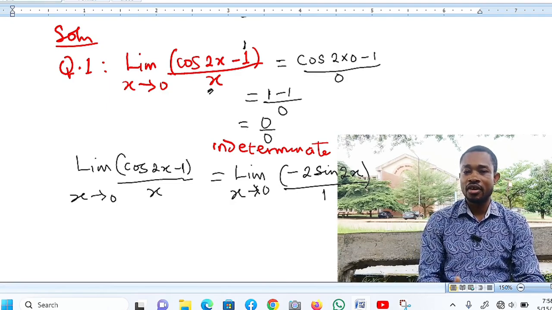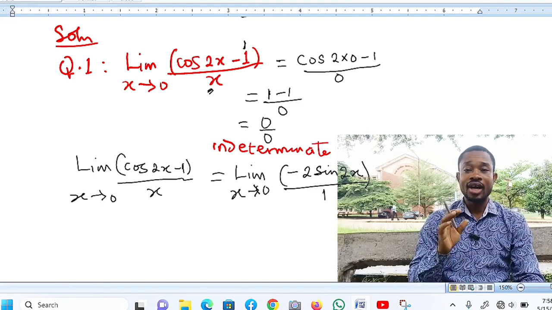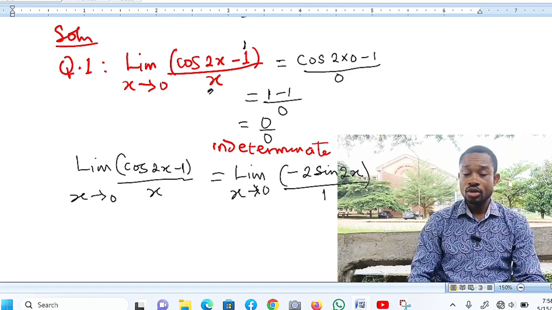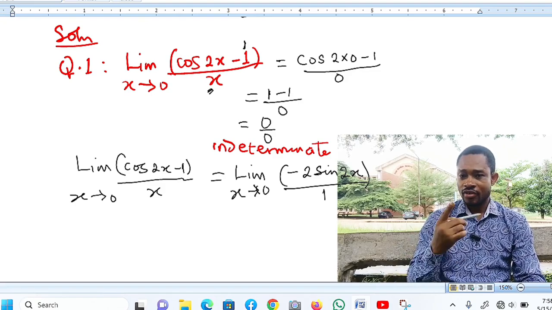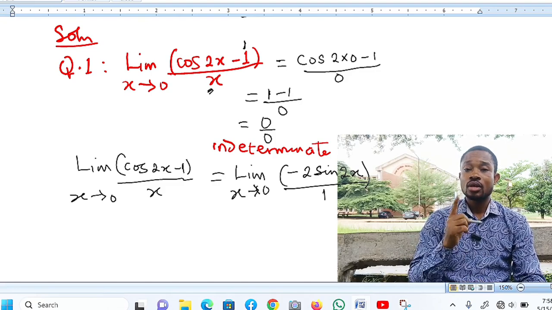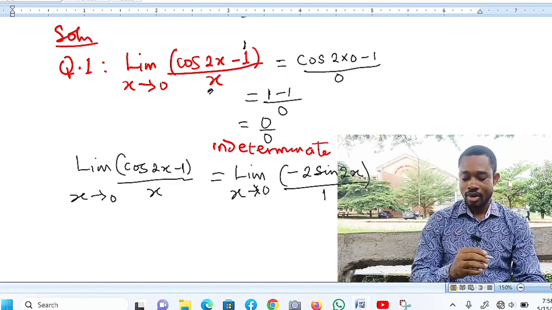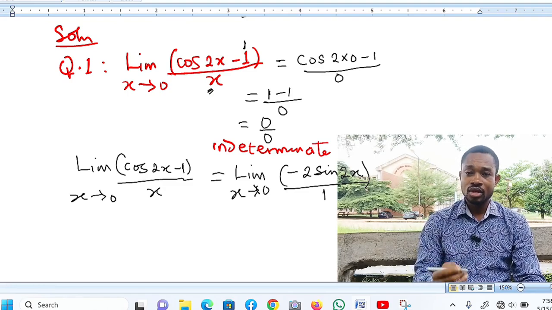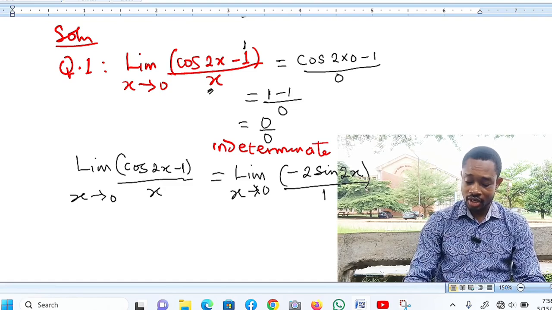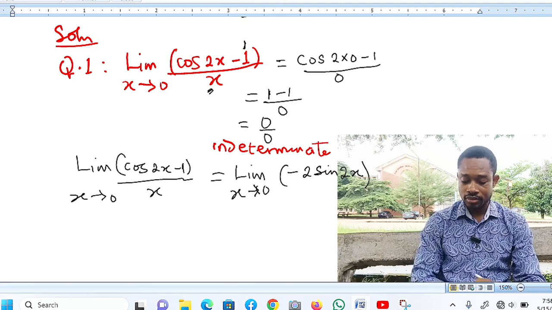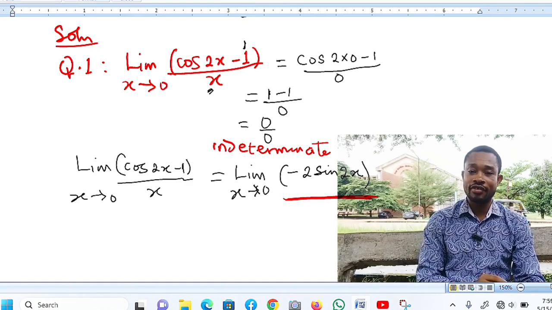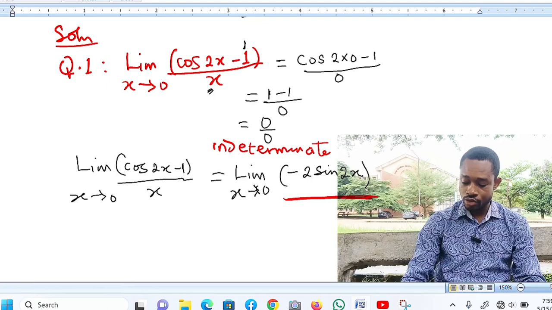So what have we obtained here? If you differentiate cos 2x minus 1 all over x using the L'Hopital's rule, you differentiate the numerator, you will get minus 2 sine 2x. Differentiate the denominator, you will get 1. And so minus 2 sine 2x divided by 1 would still give us minus 2 sine 2x. So there is no need for that denominator. I'm simply going to remove it. So we have obtained the derivative of that function given to us using the L'Hopital's rule.